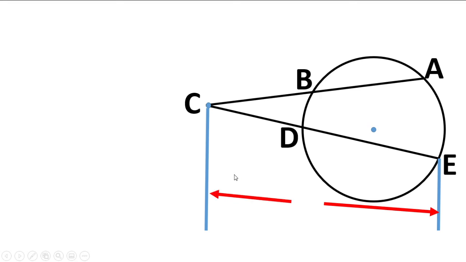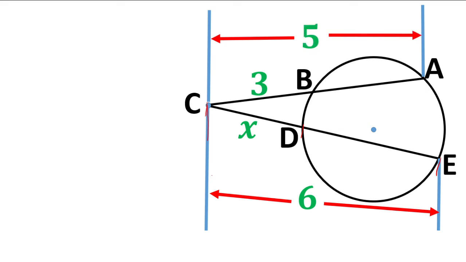Say, mula kay C hanggang kay E ay 6. Again, mula kay C hanggang kay E, ang sukat niya ay 6. Next. Mula kay D hanggang kay C, DC, which is an external secant segment, X naman yon. Next. Mula kay C hanggang kay B naman ay 3. Tapos, mula kay A hanggang kay C naman ay 5.